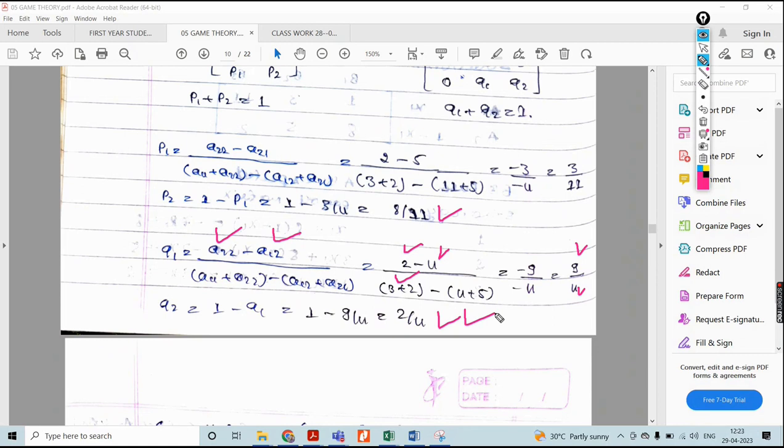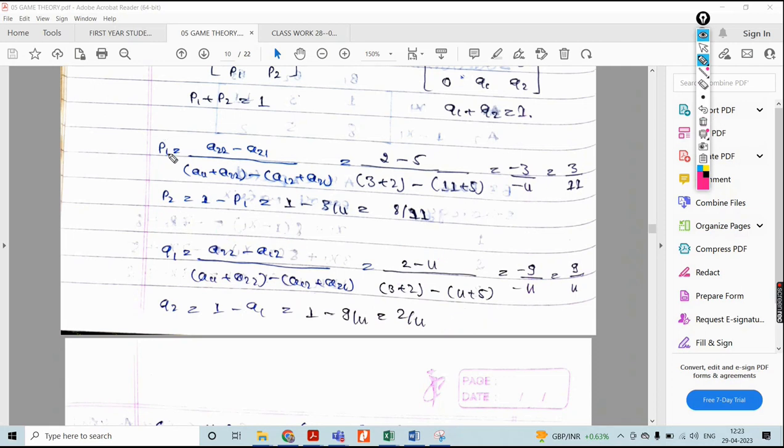When you are going to use mixed strategy, when there is no existence of a saddle point, then you can proceed with the mixed strategy. If the saddle point exists, then it itself is the pure strategy. Keep this in mind. Don't forget at all.